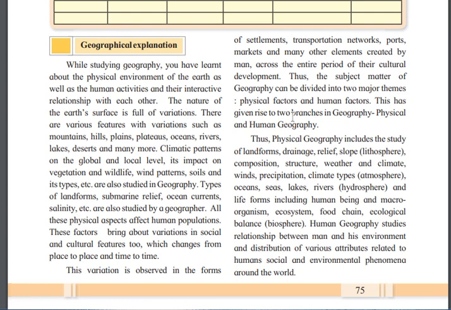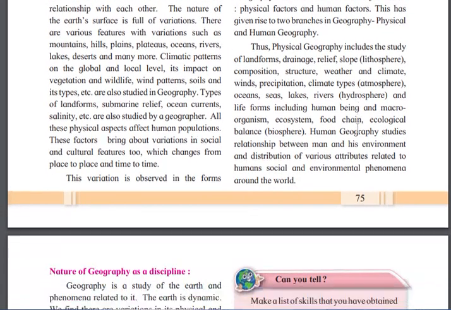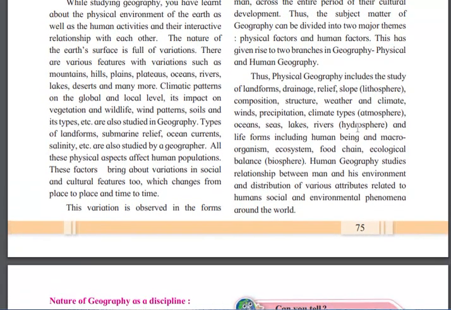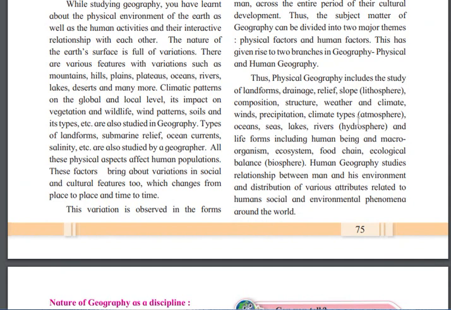This subject is divided into two. One is the physical factor, second is the human factor. We study geography from the human factor point of view and the physical factor, and this has given rise to the two branches in geography: physical geography and human geography. The physical geography includes the study of landforms, drainage, relief, slope.